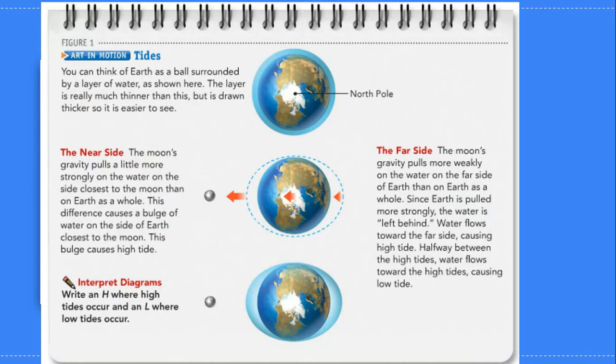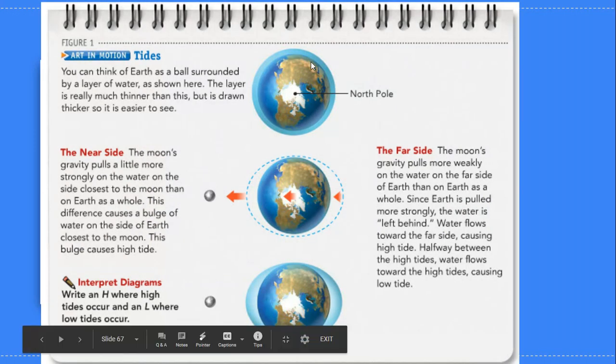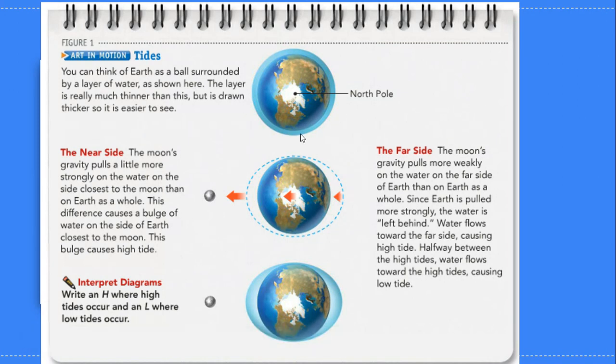So your first activity today is figure one in your book. If you take a look at this top picture, it says you can think of the earth as a ball surrounded by a layer of water shown here. Now the layer of water that surrounds the earth is not that thick. They're just showing you like this so you get a picture of that layer of water around earth.